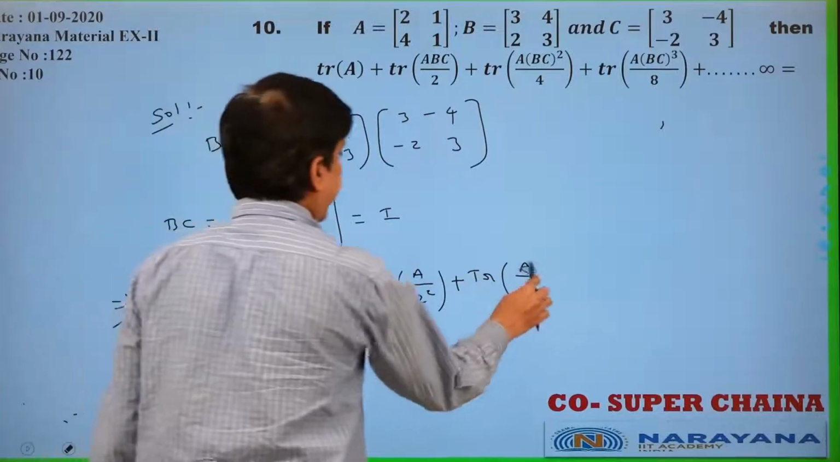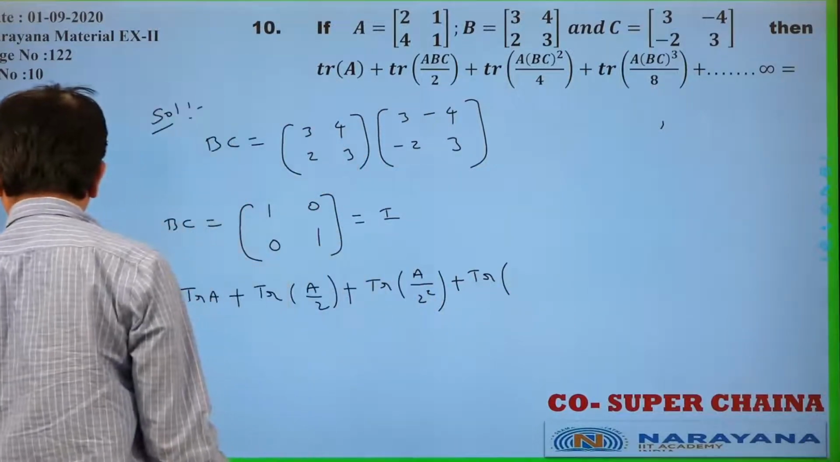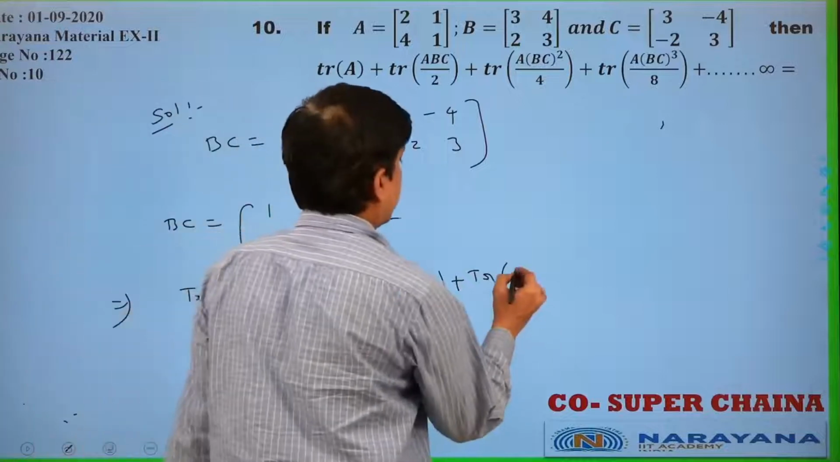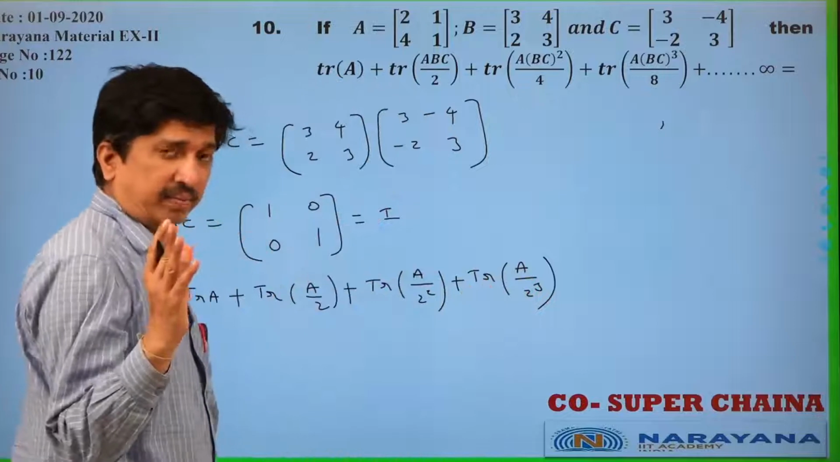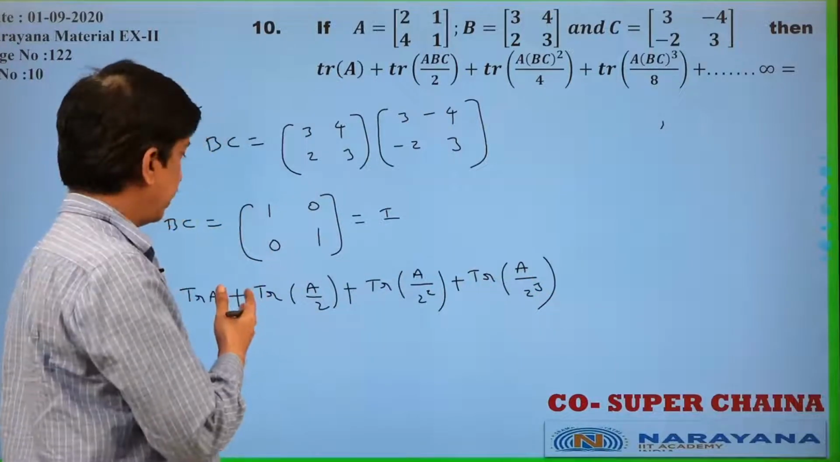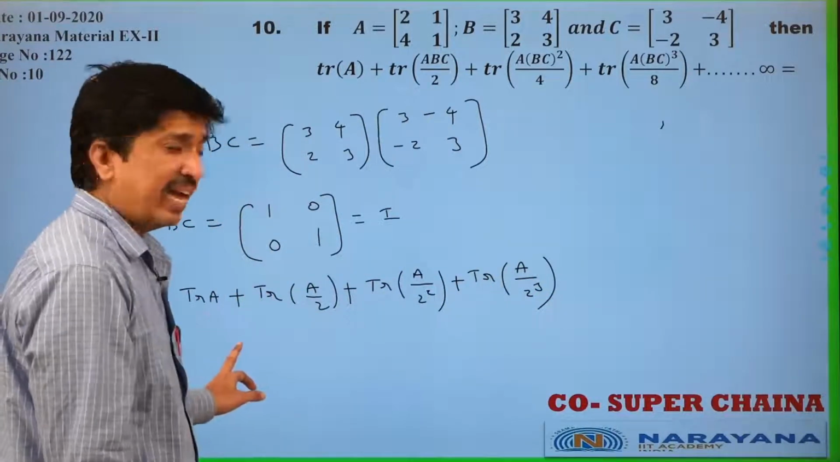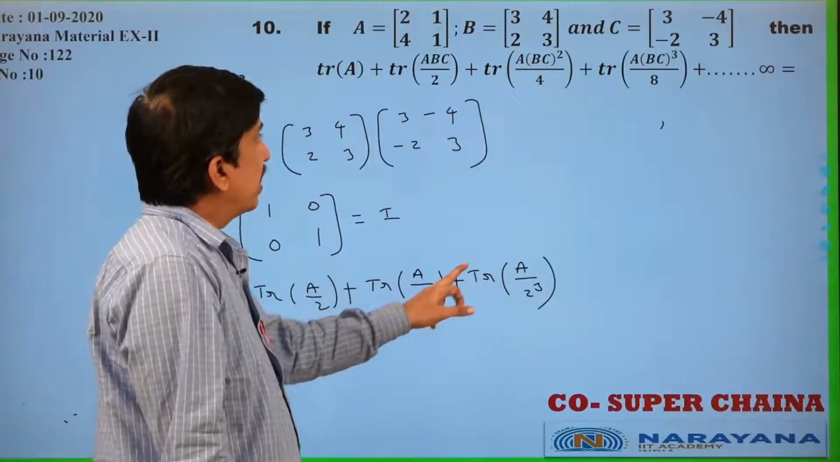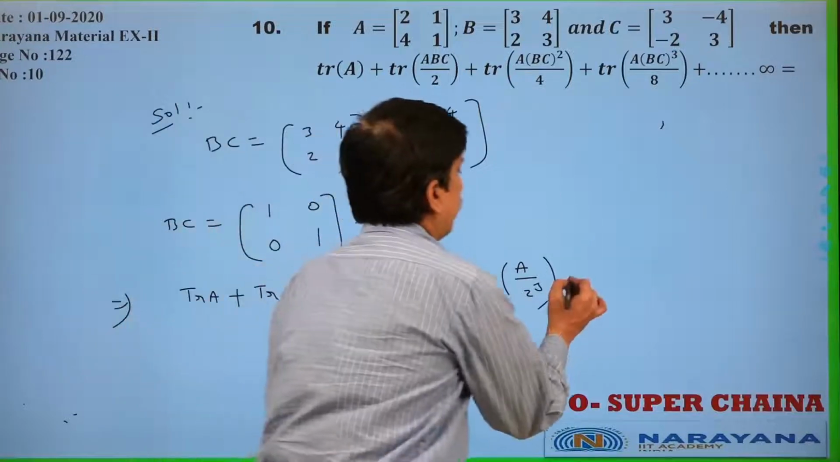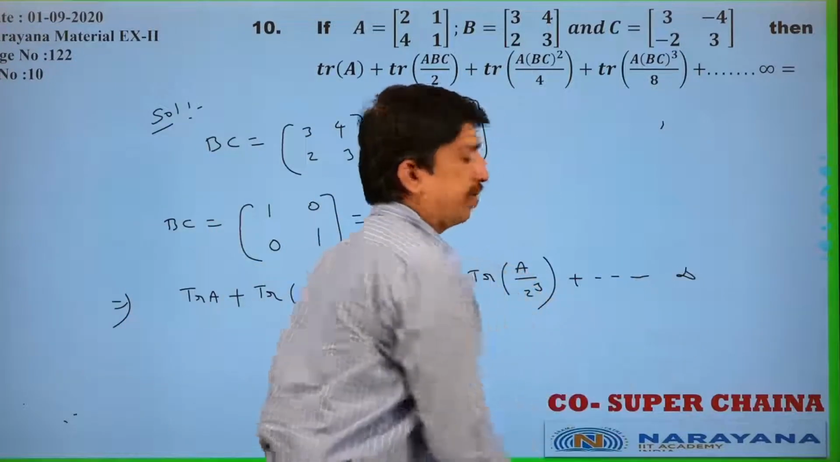Trace of A by 2 cube. Is it clear? Now once you observe that one, trace of A by 2 cube, for A we are not getting square. Please concentrate carefully. Trace A plus trace A by 2, trace A by 2 square, trace A by 2 cube, plus so on up to infinity we are getting.